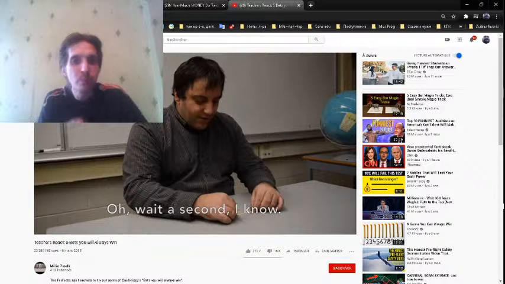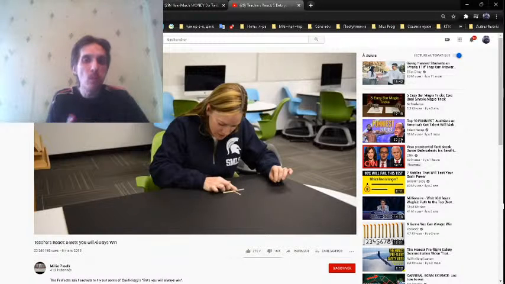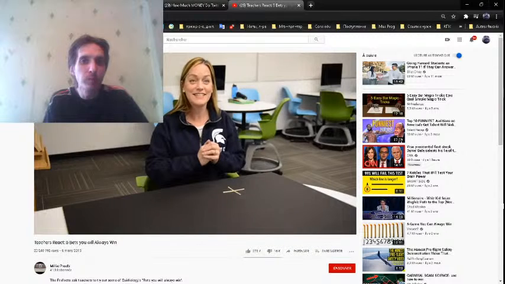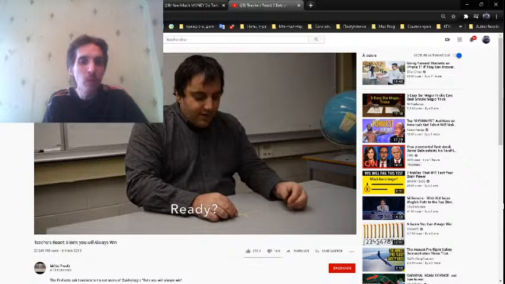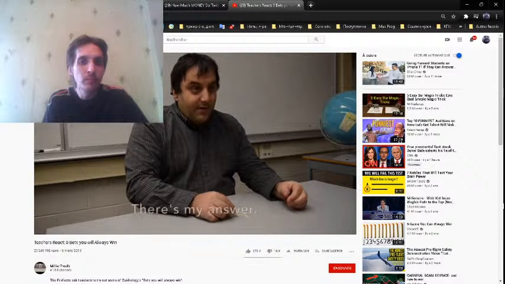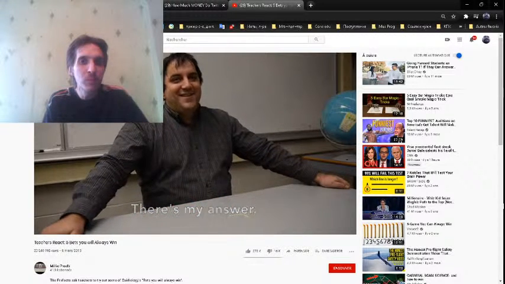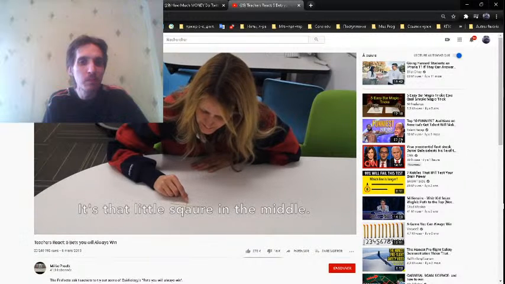Oh, wait a second. I don't think I'm allowed to do this, but I am just going to make a teeny tiny little square like that because I don't actually know how to move the matchsticks. Did I get it? Yeah. I got it. Yes. See? That's my answer. And a little square in the middle there.